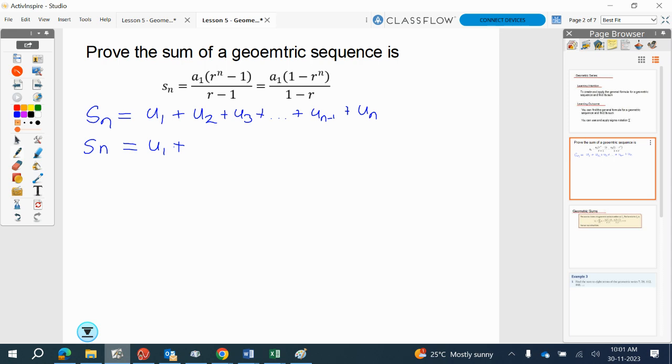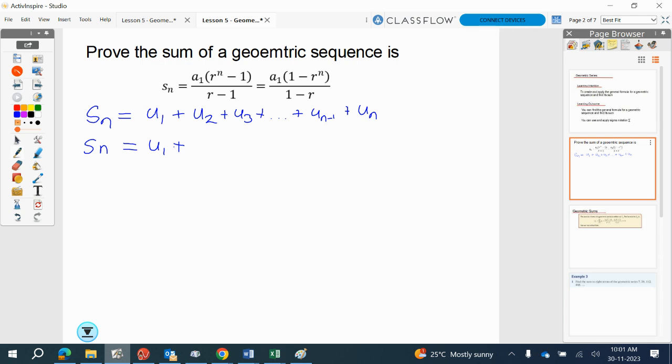All right, so we're looking at finding the sum of a geometric sequence. The sum of a geometric sequence is called a geometric series. So we're looking at geometric series. Here we have the sum of n terms in a geometric sequence. The first term in the sequence is u1.